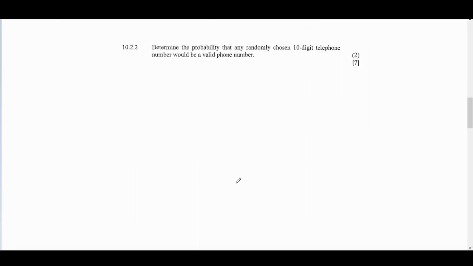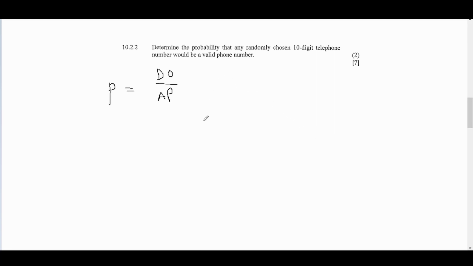Okay, and then the last question, 10.22: determine the probability that any randomly chosen 10-digit telephone number would be a valid phone number. So with probability, of course, how do you define probability? Probability is your desired outcome over all possible outcomes, right? That's it. If you have a coin and you flip it, you want tails, and it can only be heads or tails. So your desired outcome is tails, that is 1, over all possible outcomes, which is 2, since it's heads or tails.